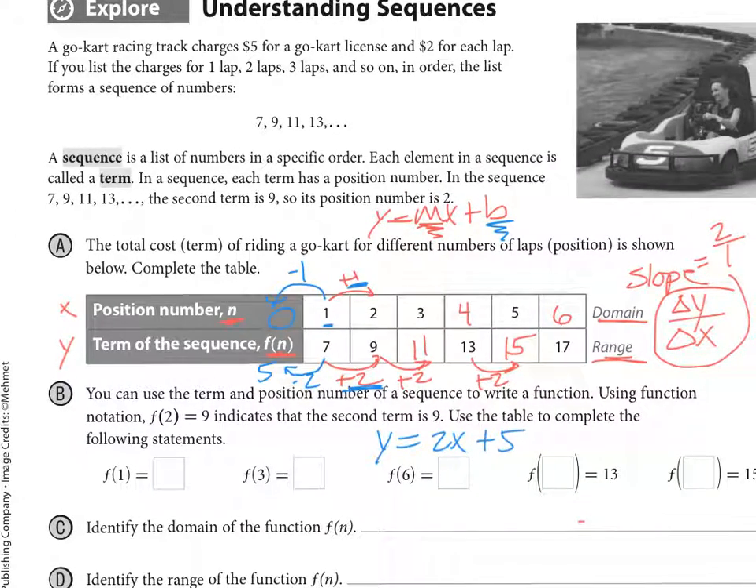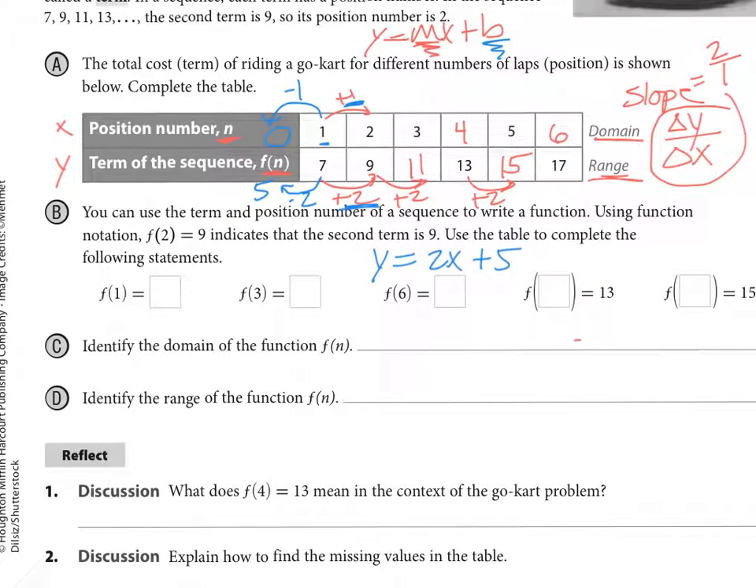The total cost of riding a go-kart for different numbers of laps, okay? Can I ride 1 and 1.16 laps? No. I either have to do 1 lap or I have to go 2 laps. So is this a continuous or discrete function? Continuous. No, discrete. It is discrete.